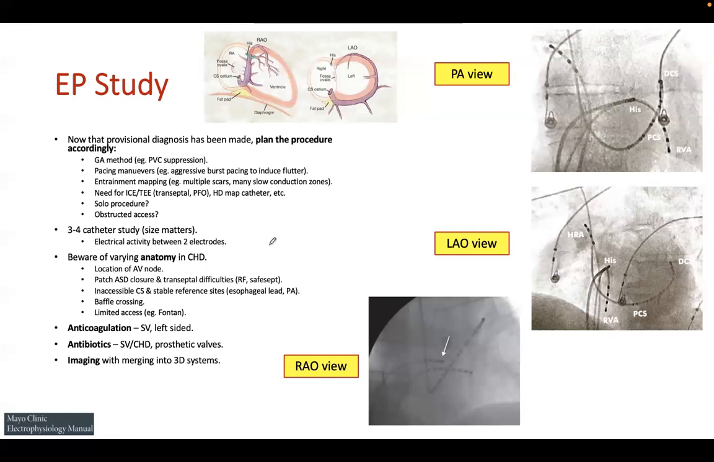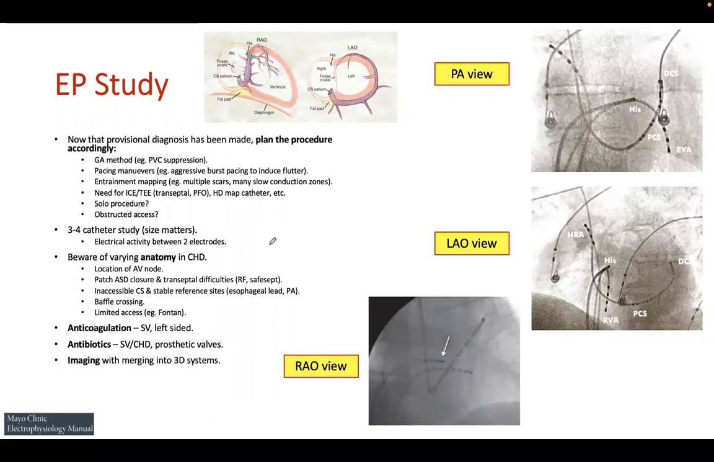There are other baffles that you might need to cross. Fontan surgery, I can explain this later, is like a tube outside the heart that you need to cross to go into the heart. And there's the Senning procedure, Mustard procedure, or atrial switch surgeries. All these have baffles within the atria that you might need to cross to target a specific arrhythmia substrate.